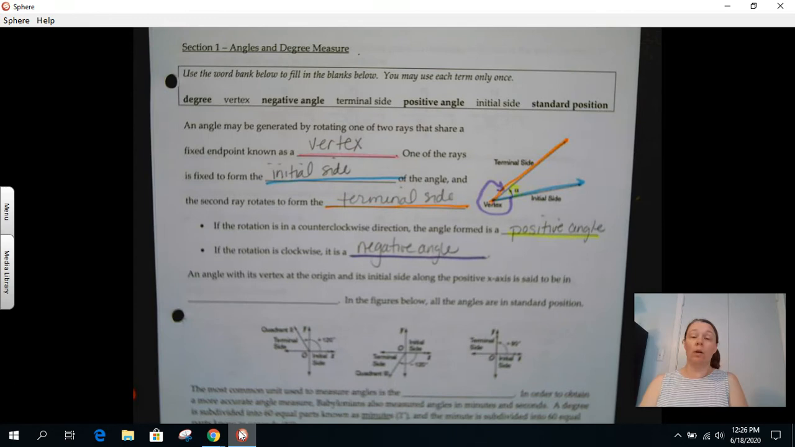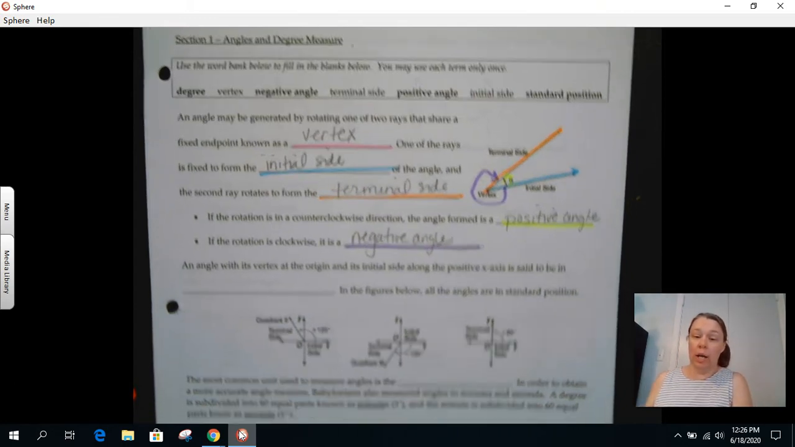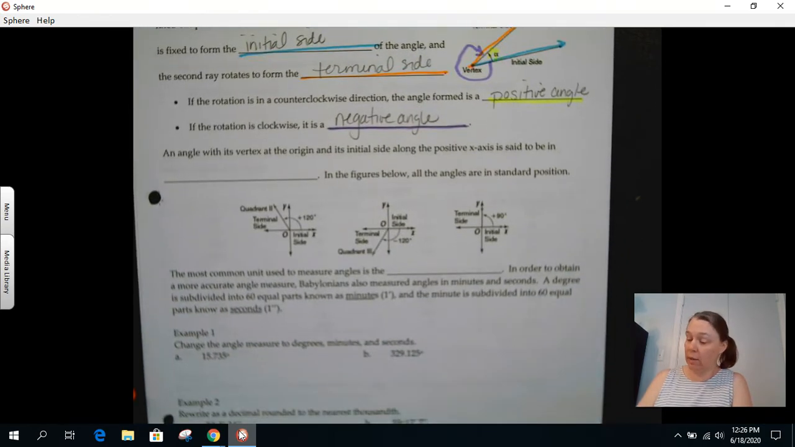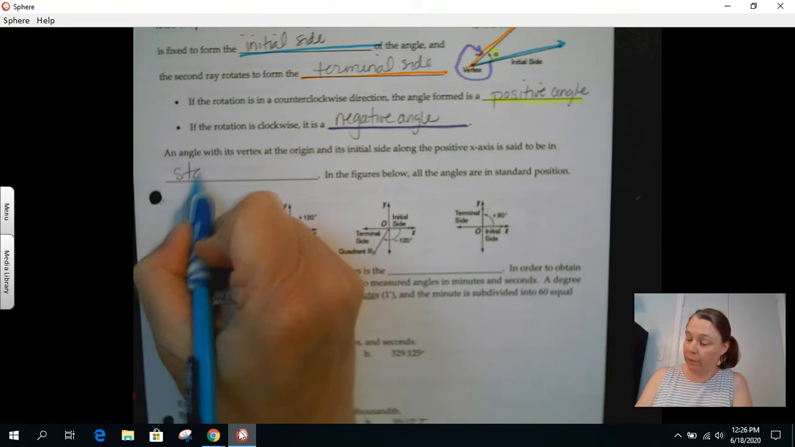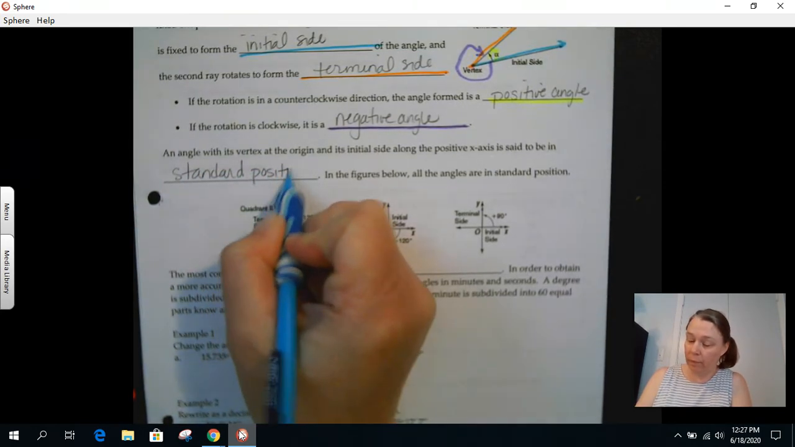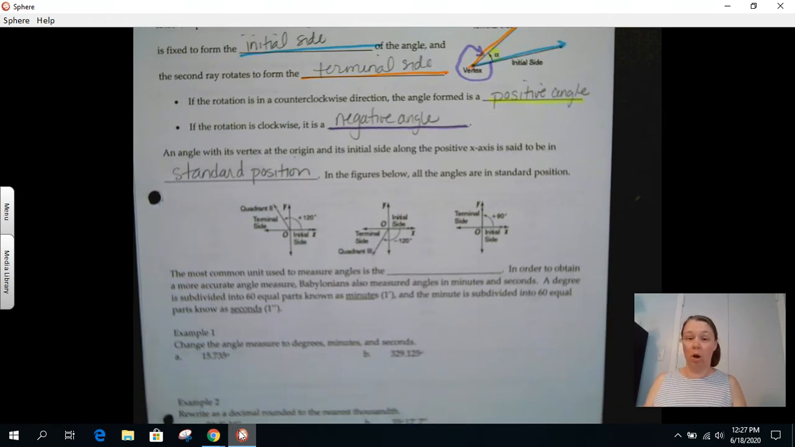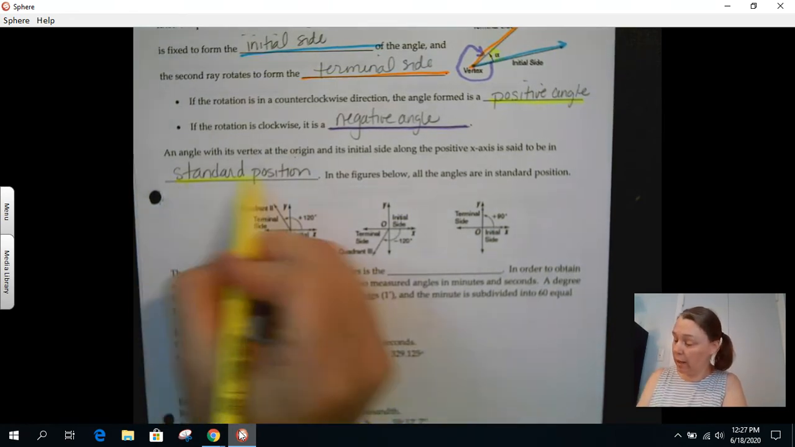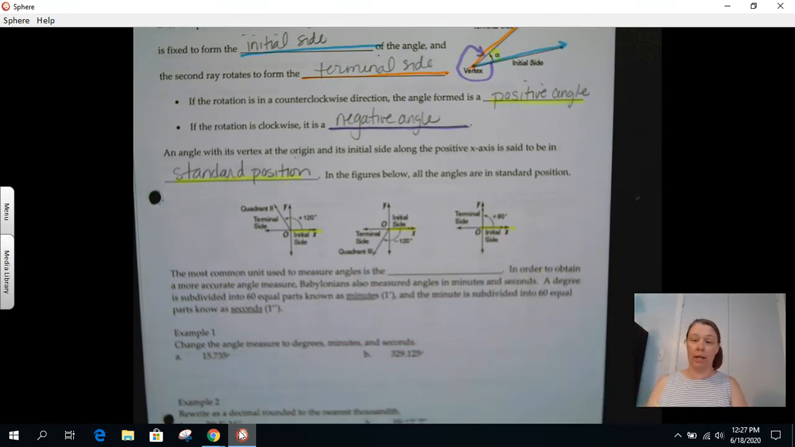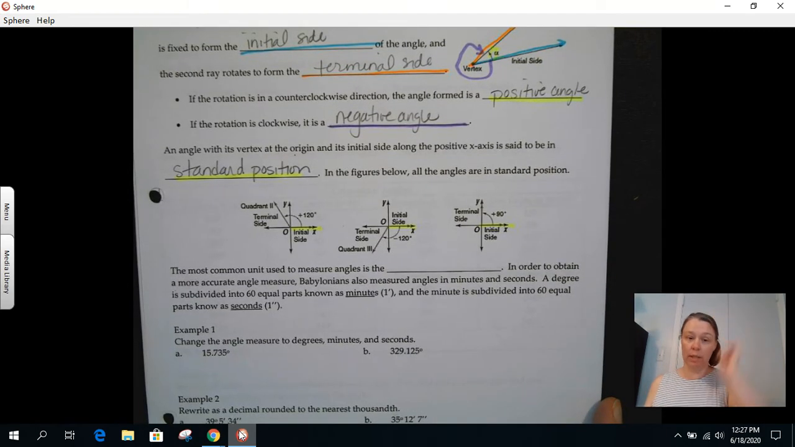All right, so an angle with its vertex at the origin and its initial side along the positive x-axis is said to be in, we're going to call it standard position. So in fact, all of these angles here, the initial side is on the positive x-axis, so we would say that those are in standard position. See if I can focus this a little bit more. That's a little bit better.